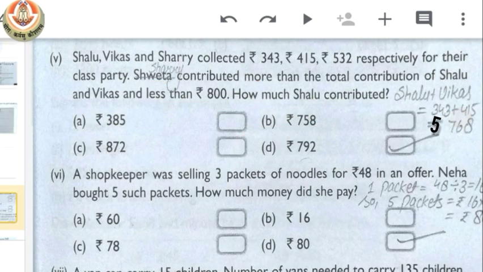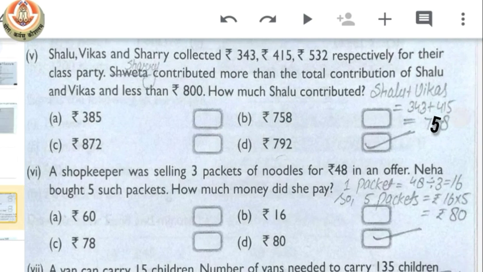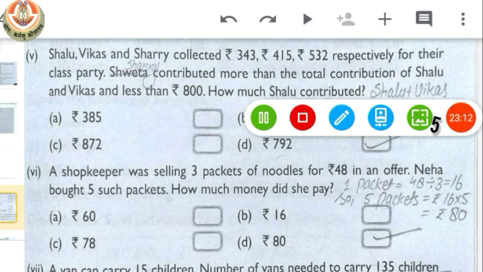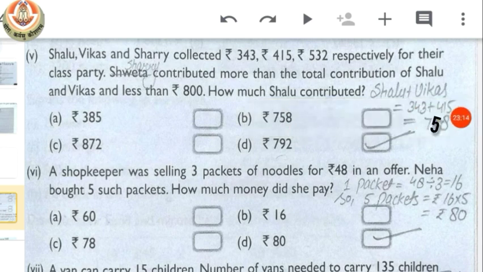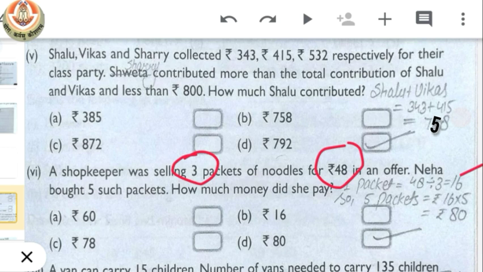Now the next question is, a shopkeeper was selling 3 packets of noodles for 48 rupees. Neha bought 5 such packets. So we have to answer how much did she pay. So for this, first we have to find out the rate of 1 packet. So for this we will divide 48 by 3. So we get answer 16. And now we can easily find the rate of 5 packets by just multiplying 16 by 5, and the answer is 80.